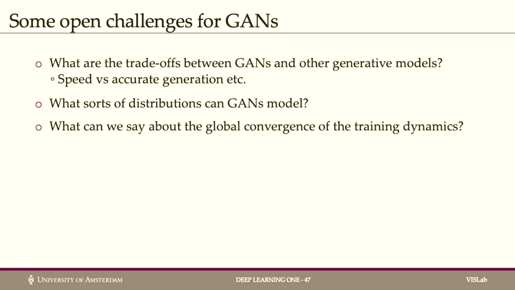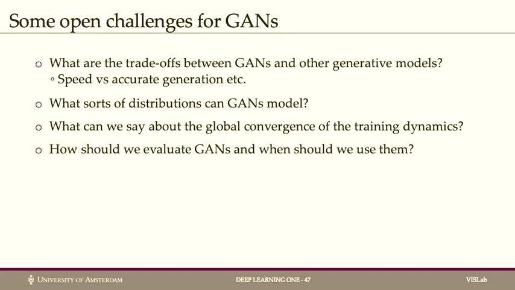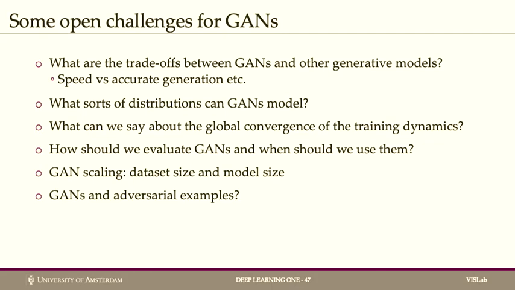The modeling aspects, the convergence aspects, the difficulty of evaluating them, and of course the slight arbitrariness of how we evaluate them quantitatively with the FID measure and the Inception networks. The scaling is always an open question, and whether there's any relationship to adversarial examples. All right.